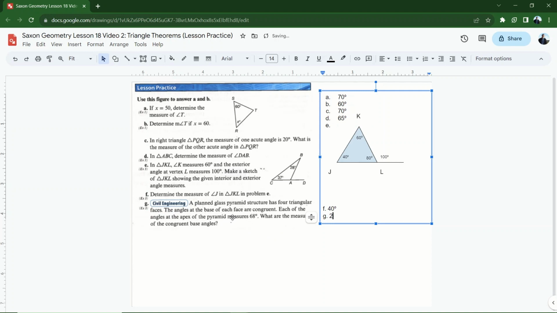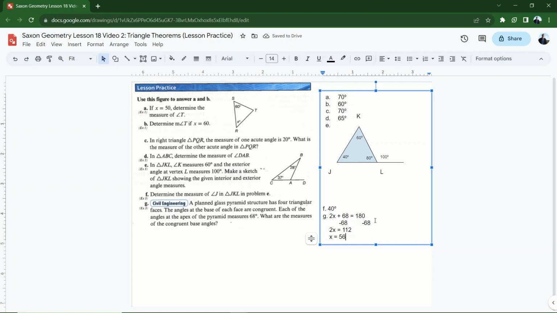The way I would do this is 2 times that unknown angle plus 68 equals 180. When I add up all 3 angles in the triangle, that has to equal 180, and these 2 angles have the same measure. All right, I'm going to subtract 68 from both sides here. That gives me 2x equals 112, okay? That means that when I divide both sides by 2, x equals 56.